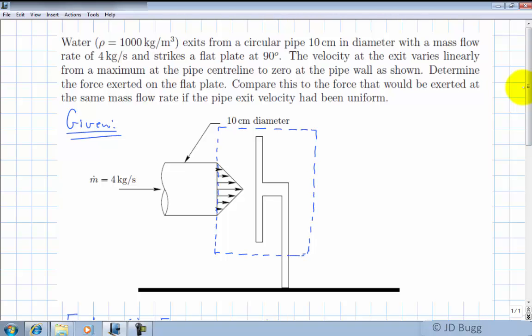The other thing I want on here is a coordinate system. So I'm going to make this direction X, and this direction I'm going to make R. So that's a radial direction. Remember, this is a circular pipe, and so this is an axisymmetric velocity profile. So I want X to be my axis along the center line of the pipe, and R to be a radial coordinate, or distance away from the center line.